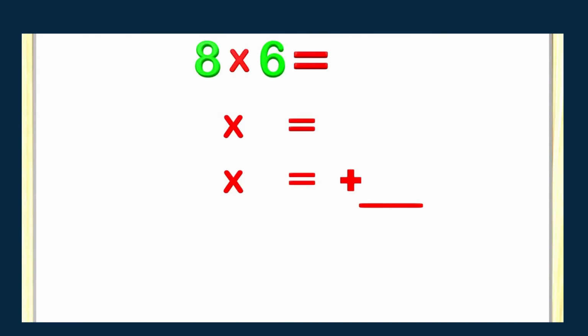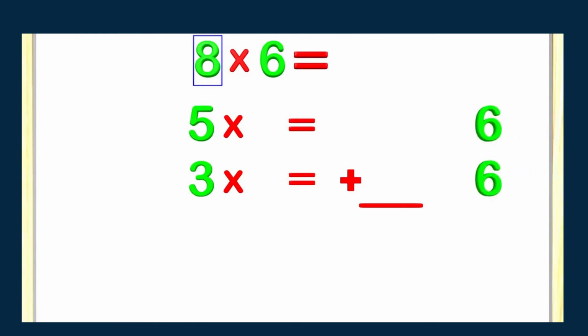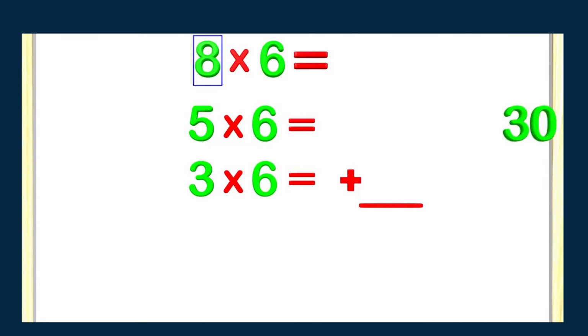Here we have 8 times 6. Let's break apart the first factor, the number 8. There are several ways to break apart 8, but I want to use 5 plus 3 because I know my 5 times tables. We now need to multiply 6 by both the 5 and 3. I know that 5 times 6 equals 30.